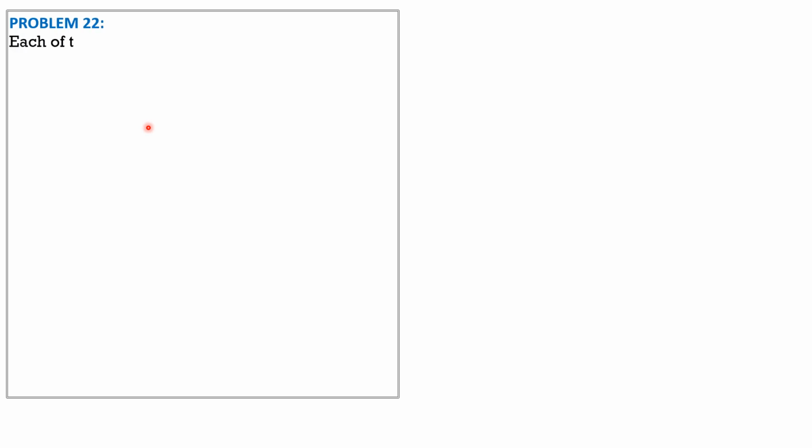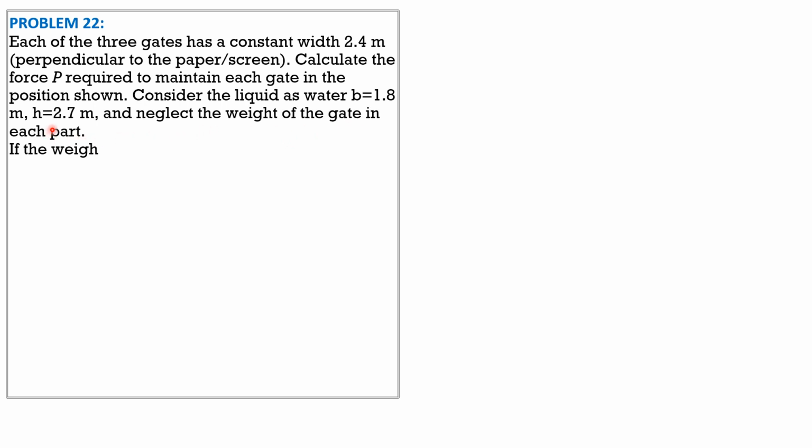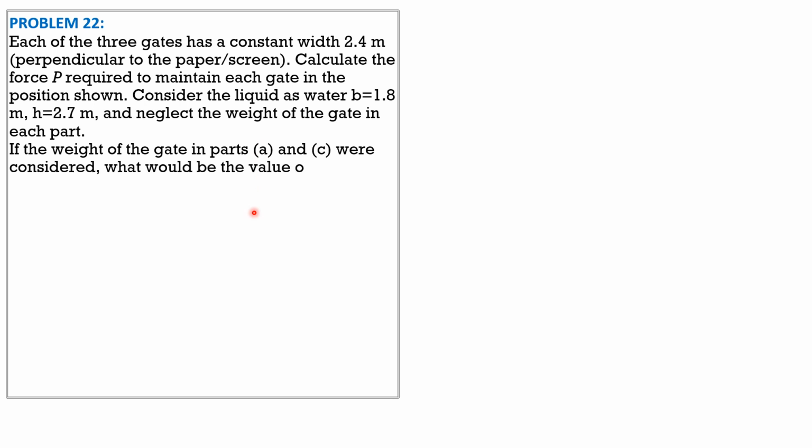Problem 22. Each of the three gates has a constant width of 2.4 meters perpendicular to the paper or screen. Calculate the force P required to maintain each gate in the position shown. Consider the liquid as water. B is 1.8 meters, H is 2.7 meters, and neglect the weight of the gate in each part. If the weight of the gate in parts A and C were considered, what would be the value of P? The gate is made of steel of specific gravity 7.86 and 25 mm thick.